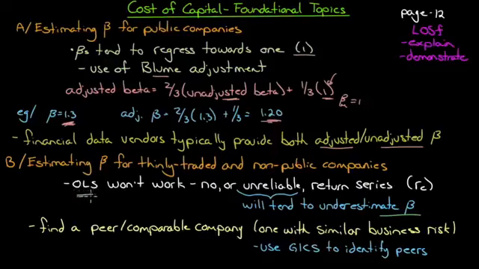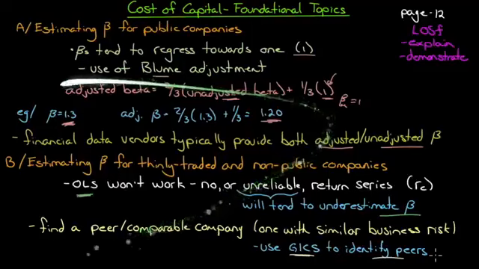So ordinary least squares regression won't work because we have no or unreliable return series. So we're going to use a peer company. So step 1, find a peer or comparable company. This is one with similar business risk. And here we can use a classification system. This is a global industry classification system to identify potential peers.